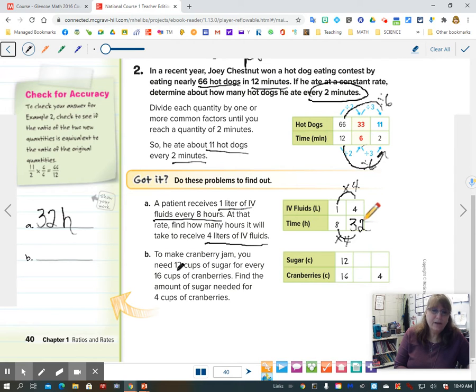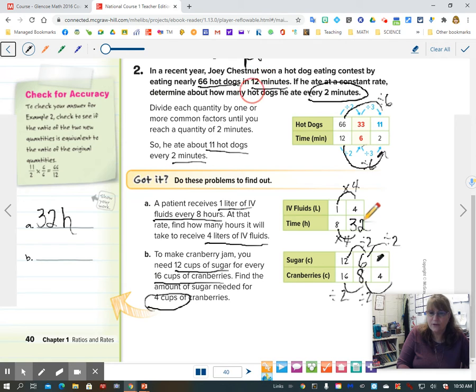Now, to make cranberry jam, you need 12 cups of sugar for every 16 cups of cranberries. Find the amount needed for 4 cups of cranberries. Now again, we could just go straight to the problem here and say 16 divided by 4 is 4, or we could meet halfway in the middle and kind of work it slowly. So I'm going to say 8 here, because if I do 16 divided by 2, I get 8, and 8 divided by 2 is 4. So then I can do 12 divided by 2, which is 6, and 6 divided by 2, which is 3.